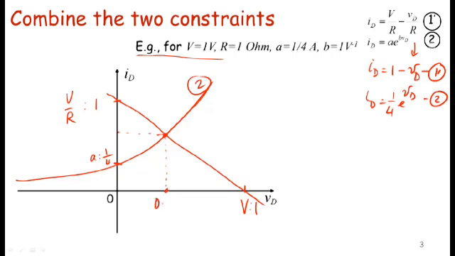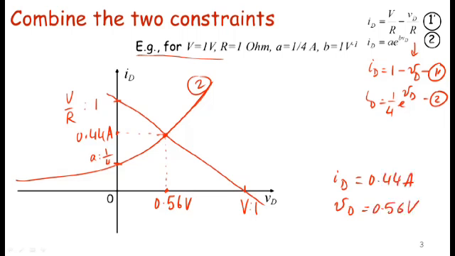So this point will be 0.56 volts, and this point will be 0.44 amps. It's the same as what I calculated in the analytical method. Let me write that down: ID equals 0.44 amps, and VD equals 0.56 volts. So basically, I've just taken the two graphs and superimposed them. This was 1 prime, and the nonlinear one was related to equation 2.